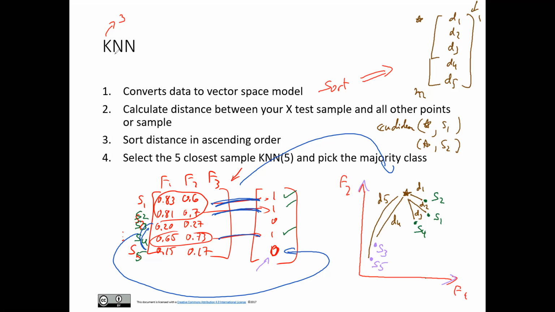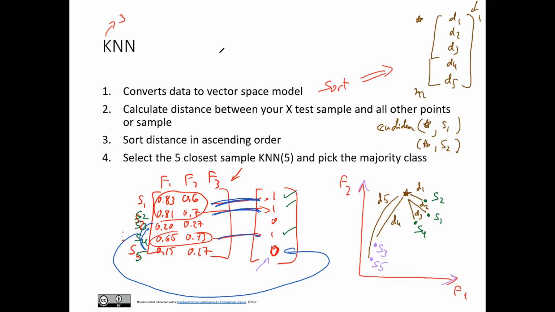All right, so this is summarized in the following description here. The KNN algorithm converts data to a vector space model, right? That's the first thing. Then you calculate the distance between your X test sample and all other points or samples. Once you have those distances, then you're going to perform a sort. So you sort the distances in ascending order, okay?